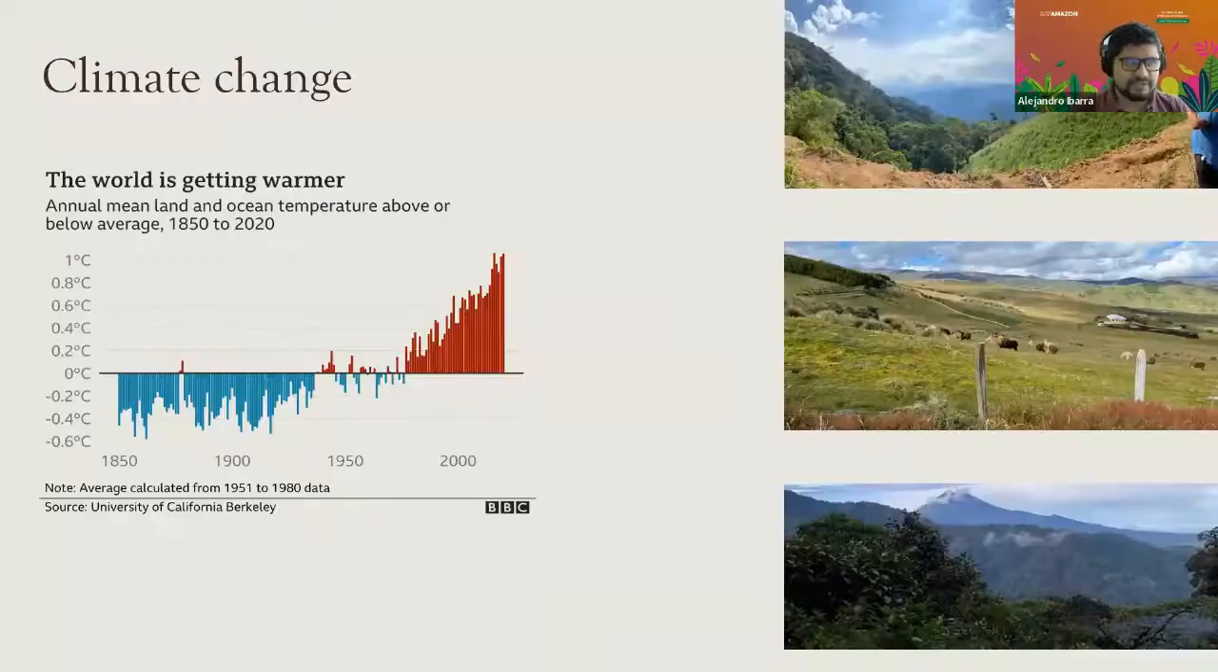So for starters, I would just like to give a very brief introduction about climate change. I personally work with climate change and biodiversity conservation in Ecuador. Here are some pictures of different land types in Ecuador, but we know that the world is getting warmer, according to different studies.